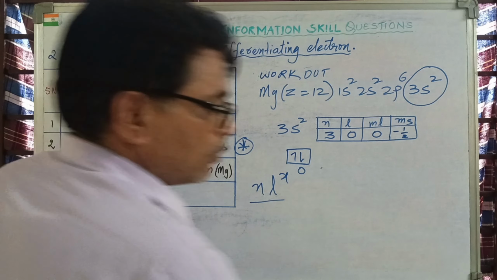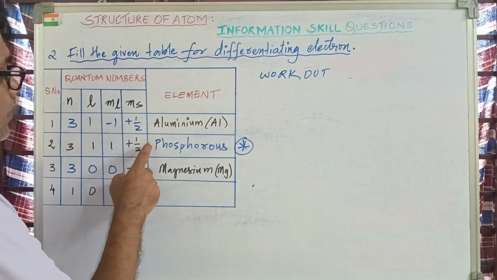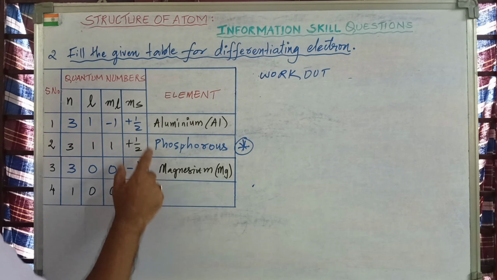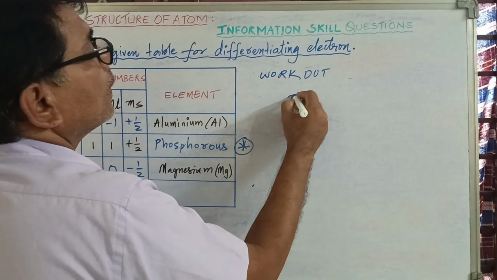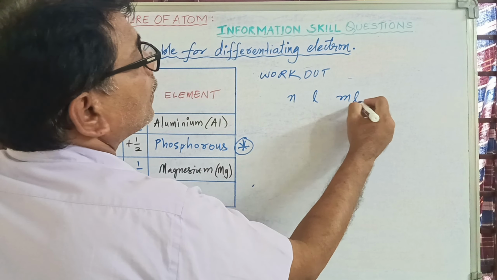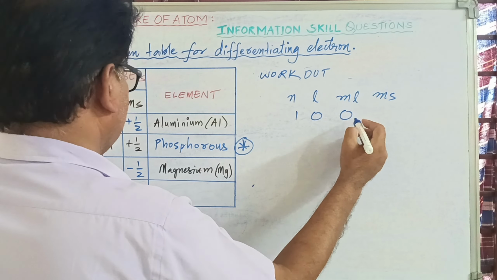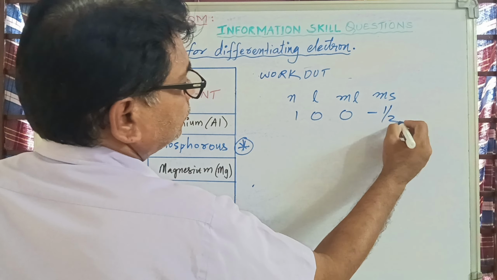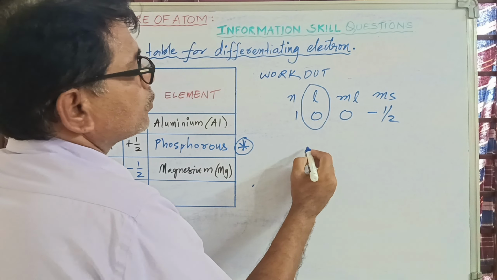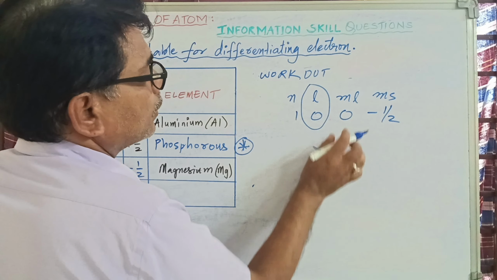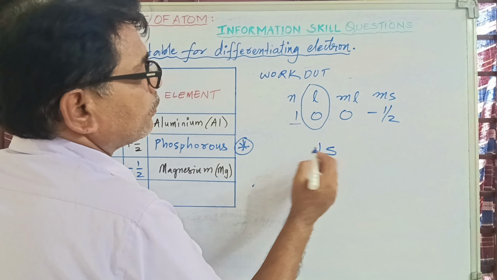Now coming to this one, again you have a very interesting question, the fourth question. This fourth question is similar to the second one. What is given here? n, l, ml and ms values are 1, 0, 0 and minus half. What did I tell you? For this type of question, first know what this is. So it's s. And the n value is 1, so it's 1s for sure.